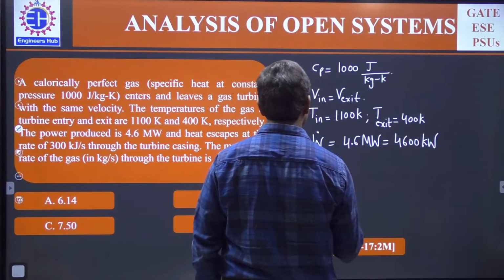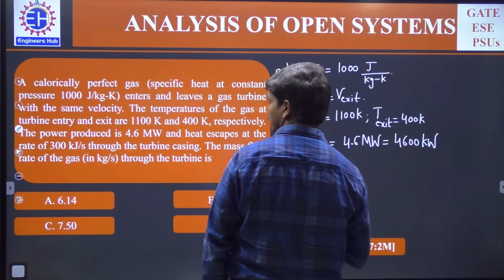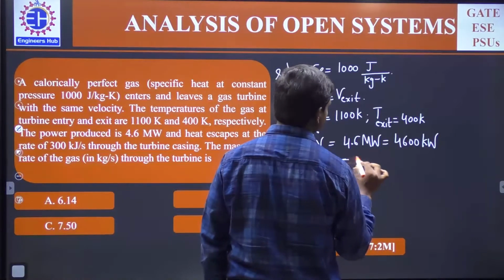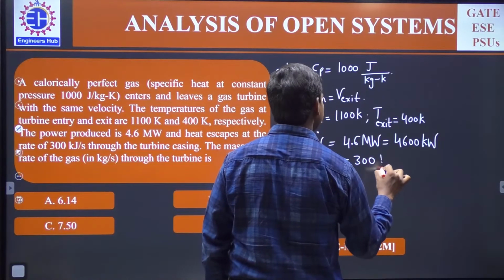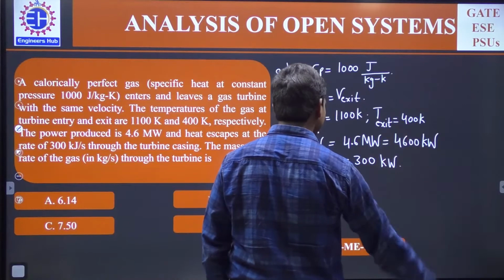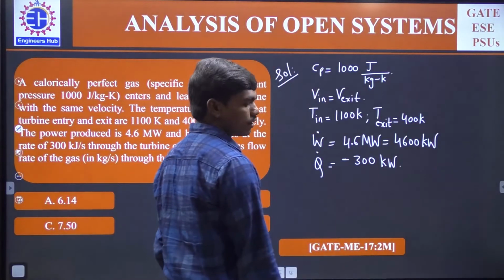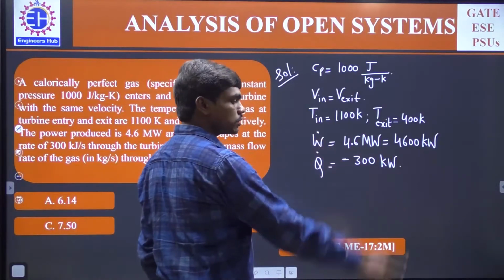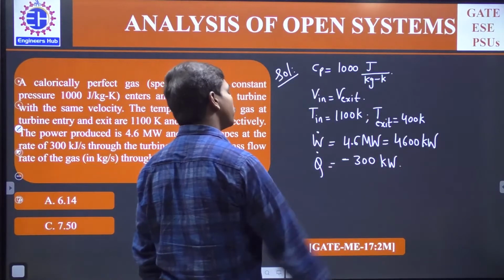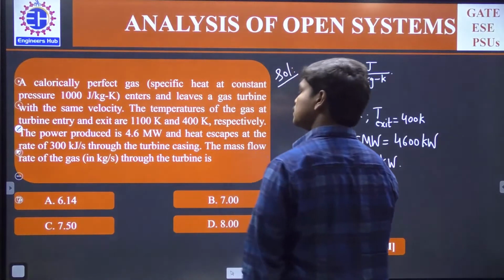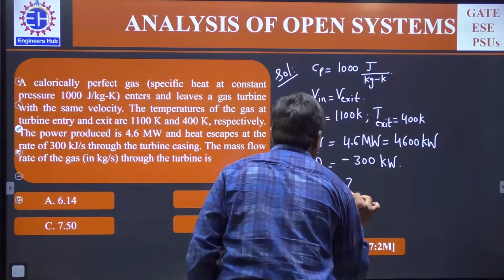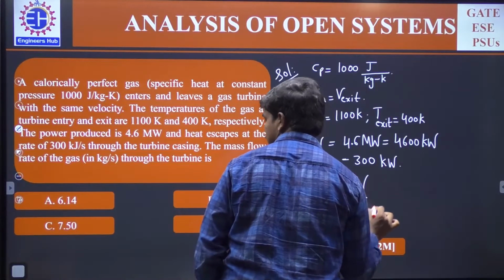Heat lost from the turbine casing. Heat escapes at a rate of 300 kilojoules per second. So heat lost is equal to minus 300 kilowatts. I am putting a minus sign because in the steady flow energy equation we assumed that this Q dot is added to the system, but here it's rejected, so we are putting minus 300. Mass flow rate of the gas, so m dot is equal to dash, and we want this value in kg per second.